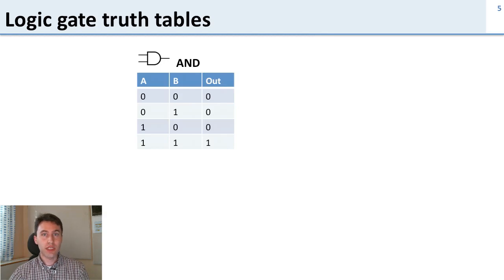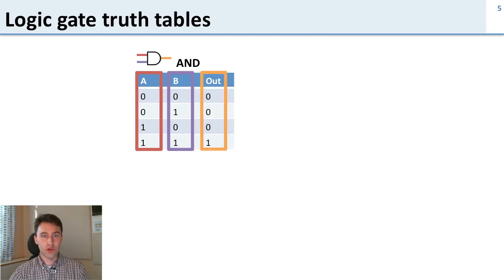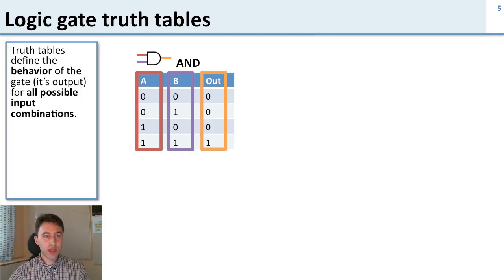Now to understand what these gates do, we look at their truth tables. And what the truth table does is it defines the behavior of the gate, that is its output, as a function of its inputs. So if you look at the table here, there are 3 columns. It's one column for one of the inputs, another column for the other input, and finally a last column for the output of the gate. And you can see that this behavior does exactly what we expect. The output here is only 1 when both the inputs A and B are 1, which is what you expect from an AND gate. So this truth table defines the behavior of the gate. It defines its output for all possible input combinations.